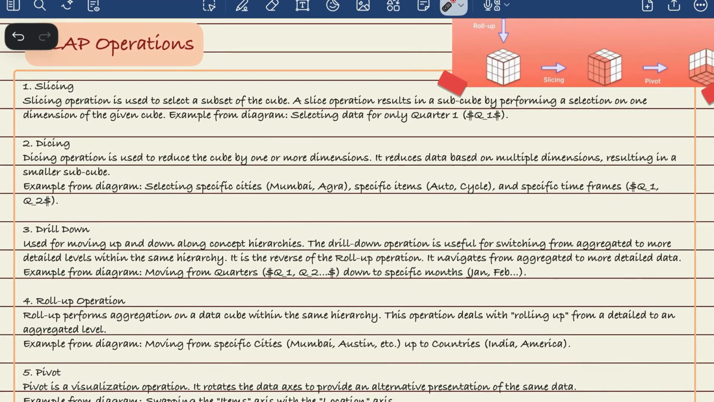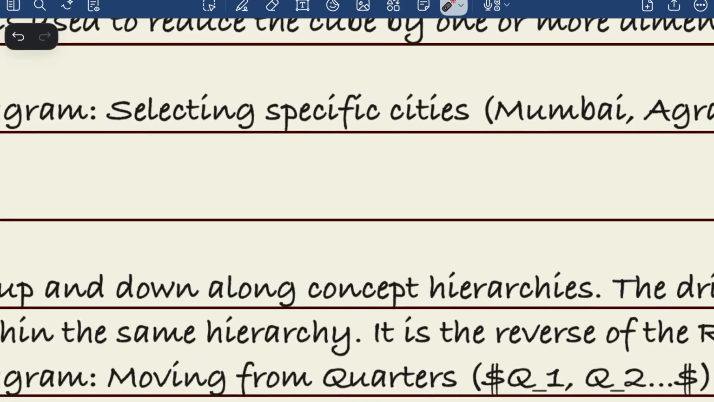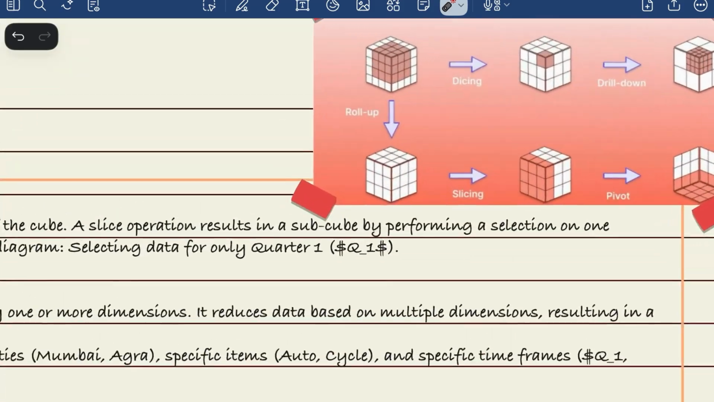Next is drill down. So what happens in drill down? Drill down is used for moving up and down along the concept hierarchy. When you want deep details, when you want granular details, when you want to navigate down to a particular hierarchy level, that is why you use drill down. It is basically zoom in. You're zooming, you're drilling down.